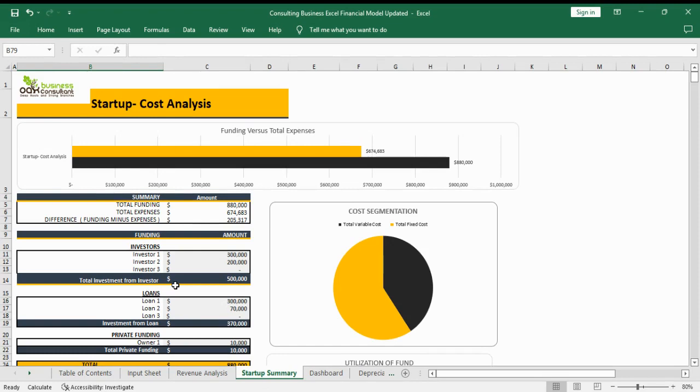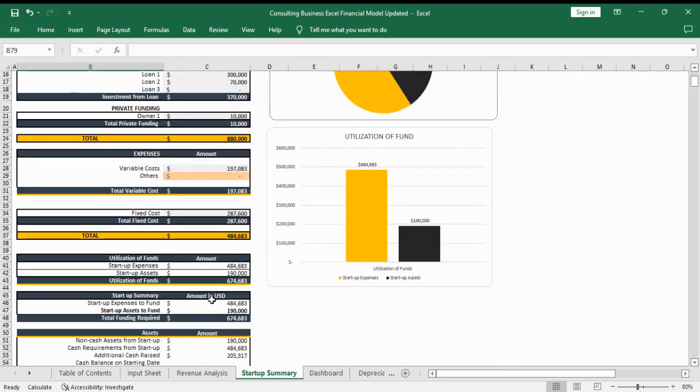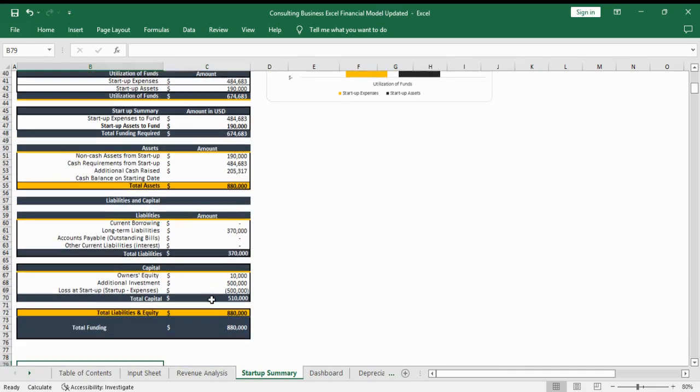Startup Summary provides you with the details of your total funding and your first year expenses. It lets you evaluate the feasibility of your first year of operations. It also provides you with the details of your total assets, liabilities, and equity.